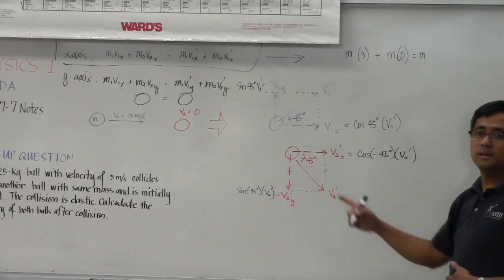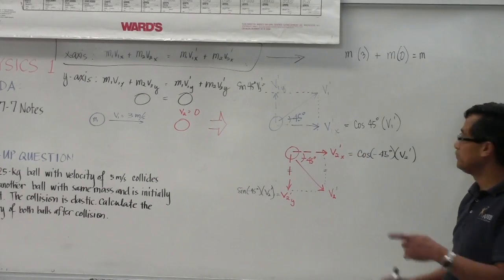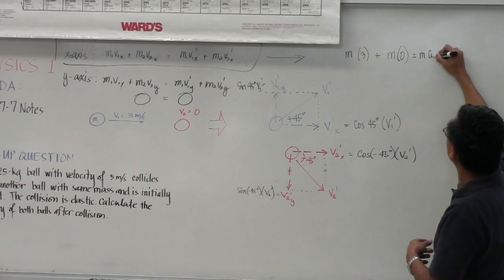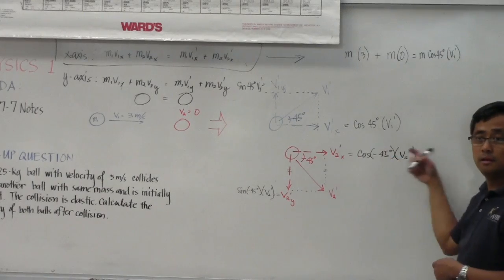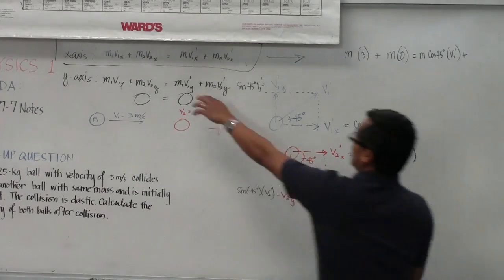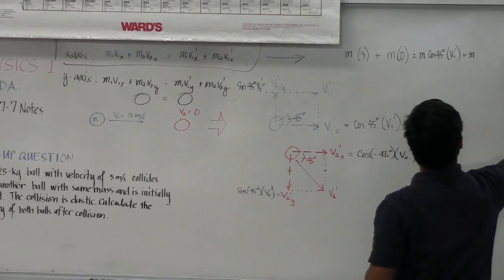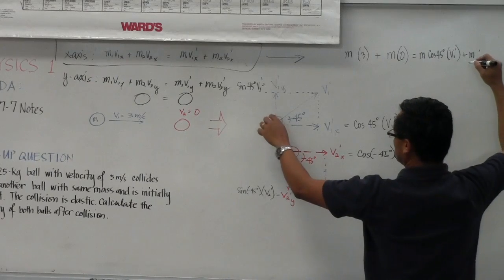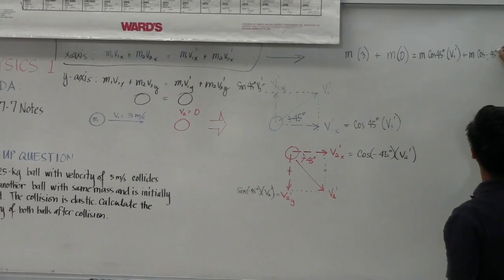What is its x component after the collision? What's the x component of this after collision? Isn't it cosine 45 degrees times V1 prime? Yeah, this one here. Yeah? Yes? Okay. Plus, again, I'm looking at this one now. M. And then it's going to be this one here, right? Cosine, be careful, negative 45 degrees times V2 prime, isn't it?